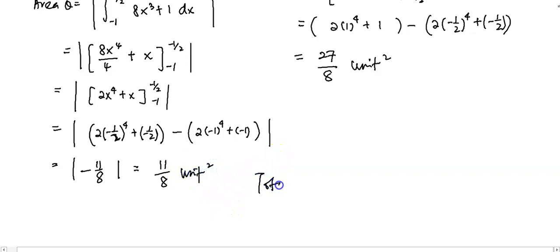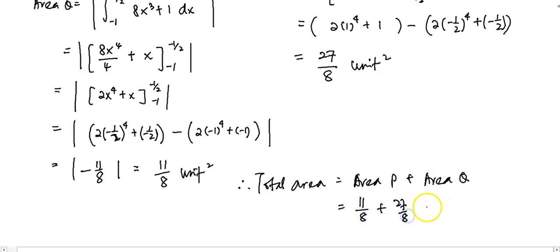So the total area is the area of P plus the area of Q. We just add them up. That will be 11/8 plus 27/8. And simplify, the answer should be 19/4 unit square.